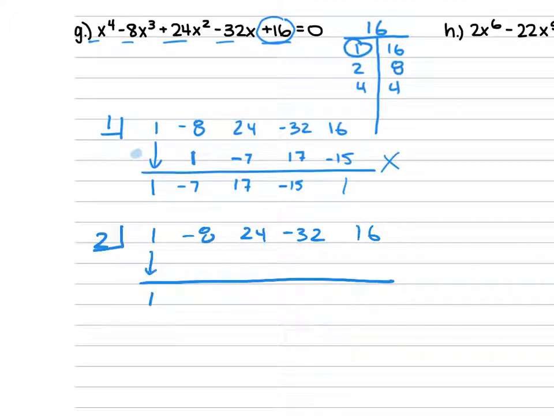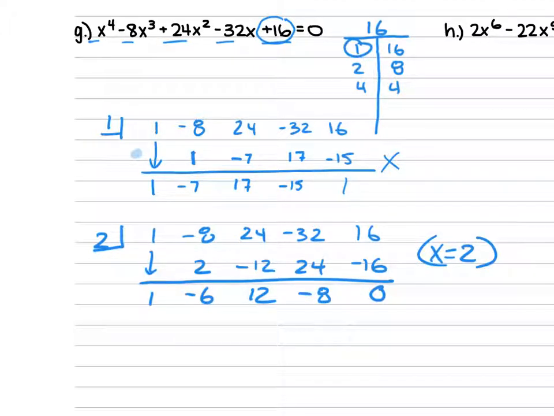1. 2 times 1 is 2. -8 plus 2 is -6. 2 times -6 is -12. That gives me positive 12. 24. -8. 2 times -8 is -16. I'm very happy about this. This is a 0 remainder right there, which tells me that x equals 2 is one of my factors.